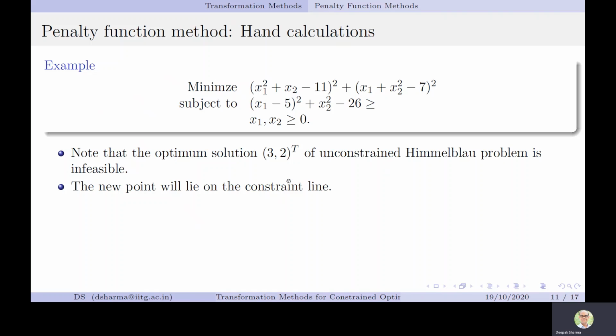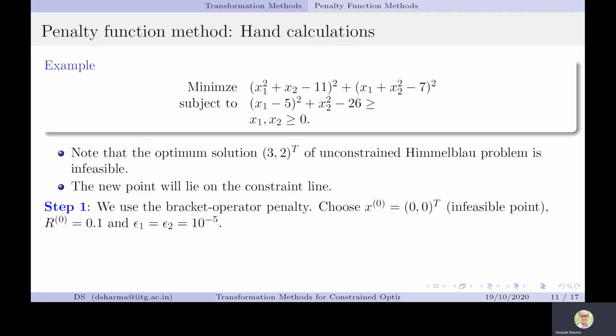Note that, as we know, this Himmelblau function has the optimum solution 3 and 2 when there was no constraint. So the unconstrained Himmelblau problem has an optimum solution at 3, 2. However, this 3, 2 is not feasible right now because of the current constraint. So now let us find out what could be the optimum solution.